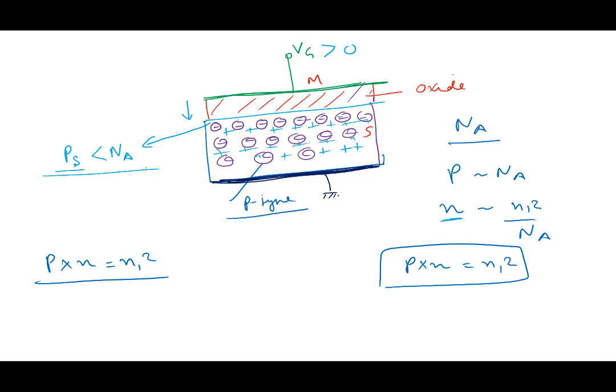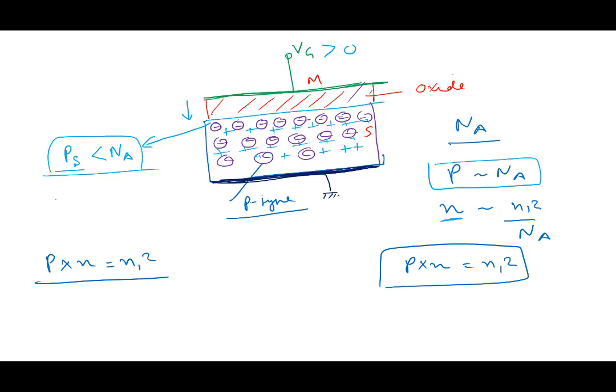Normally in a semiconductor, what was P? P equal to NA. As many acceptor impurities as you added, that many holes were there. But now I'm applying a gate voltage, and the gate voltage is pushing the holes away from the surface. So are you seeing that I can make PS less than NA? The holes were equal to Na, but by applying an electrostatic field, I'm pushing the holes away. PS becomes less than Na.